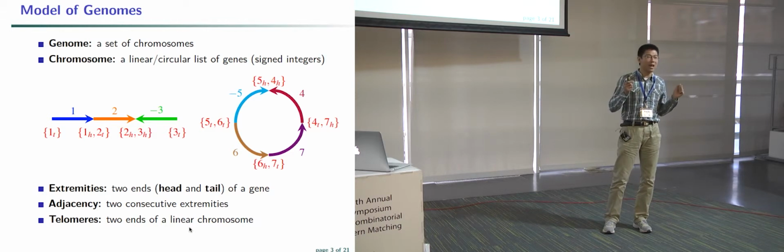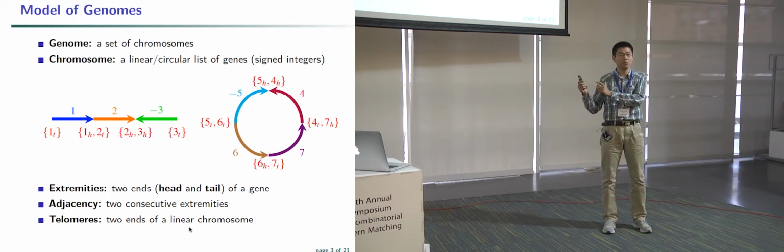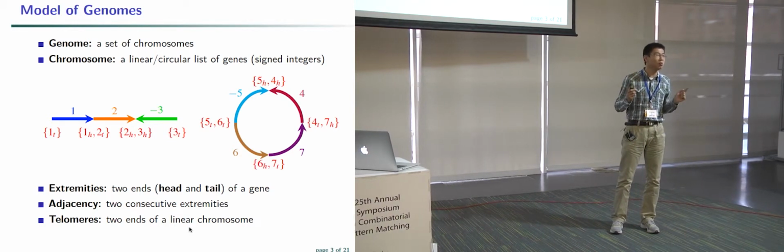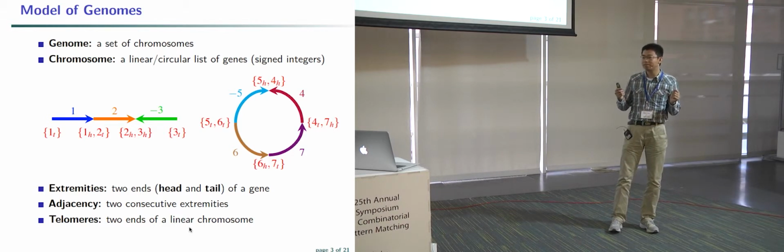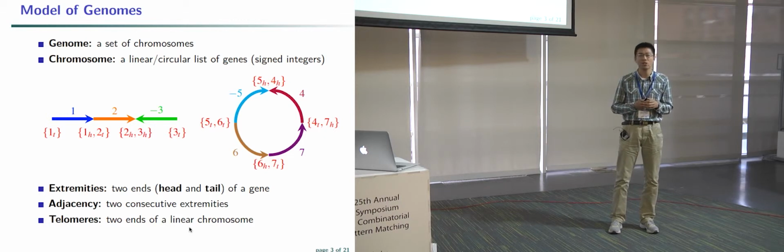We can use a capping method to remove the telomeres of linear chromosomes to transform them into circular chromosomes. So in the following, we will assume that a genome only contains circular chromosomes. This also simplifies the notations and the algorithms.